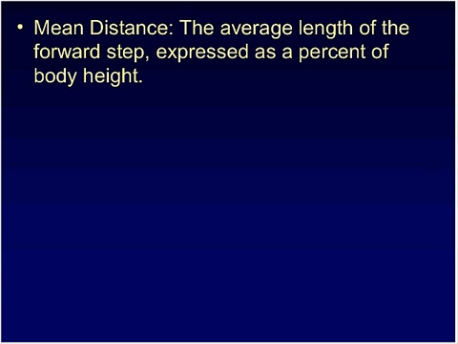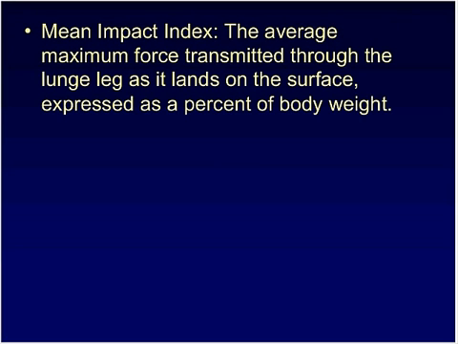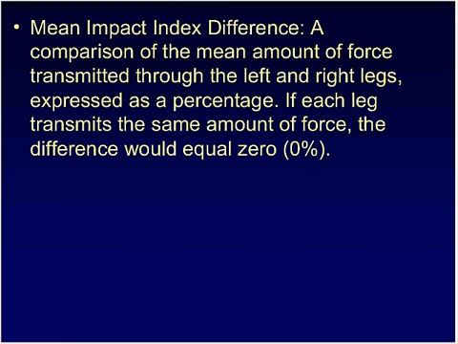Mean distance is the average length of the forward step, and that's expressed as a percent of body height. The mean distance difference is a comparison of the mean distance between the left and right legs. So it would give you a comparison of the right and the left leg as they perform the lunge. And the impact index is the average maximum force transmitted through the lunge leg as they land on the surface. So that'd be the amount of force as they landed and pushed up during that initial lunge phase. And then it also provides the difference between limbs.